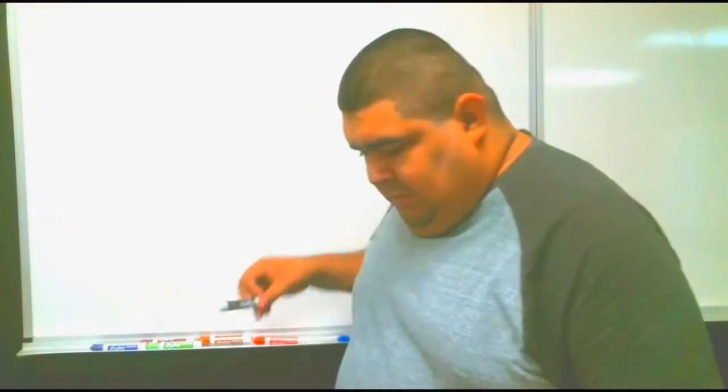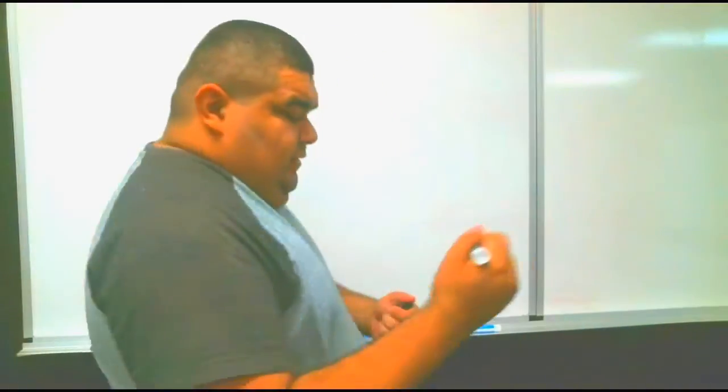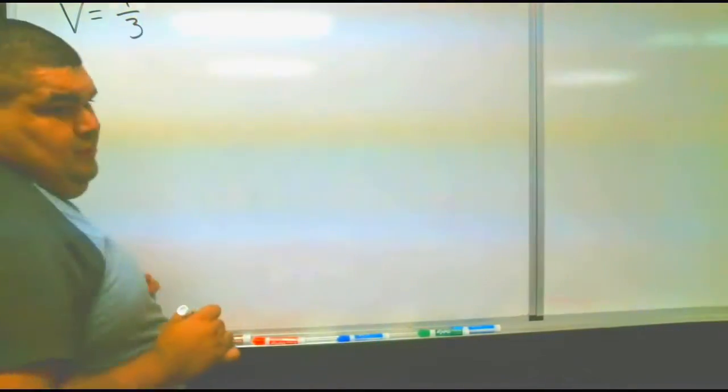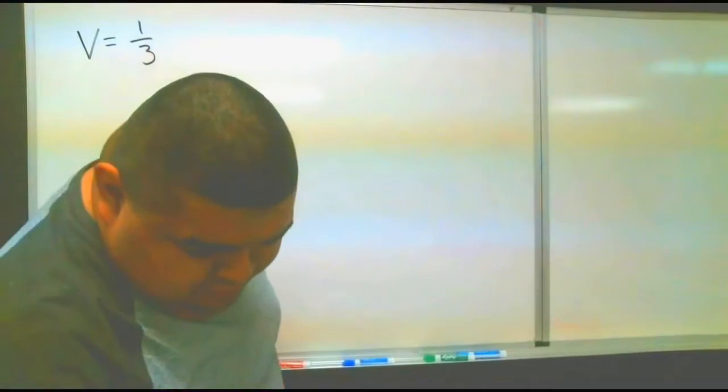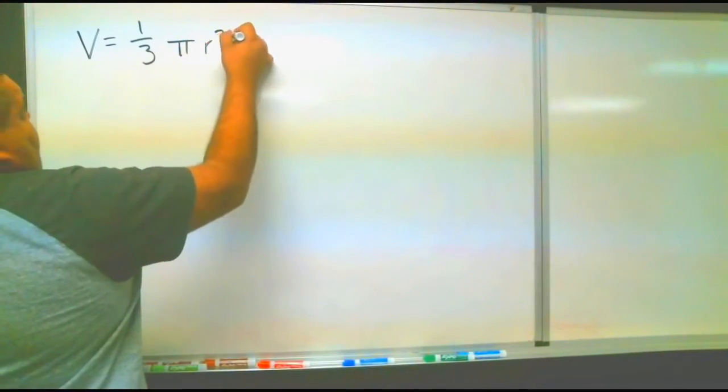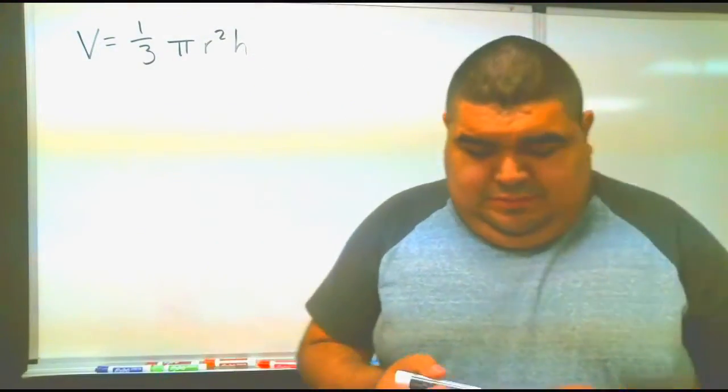The equation we have to deal with today is V equals 1/3 pi r squared times height.